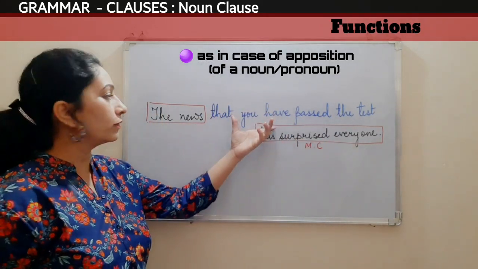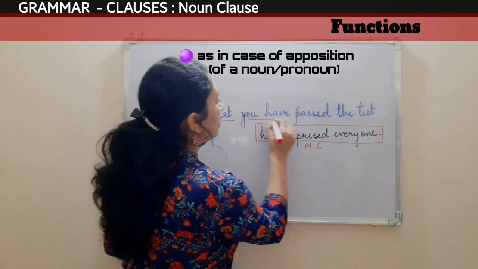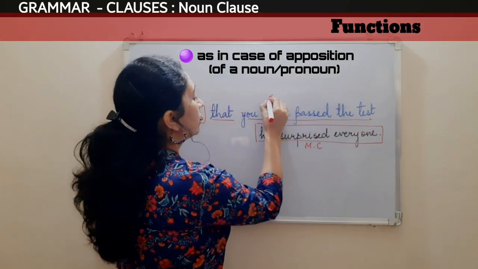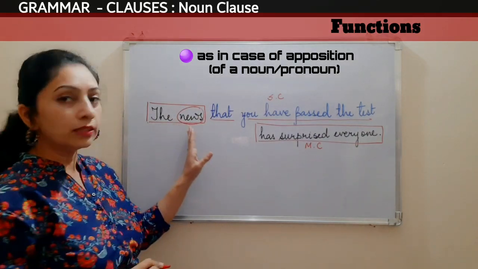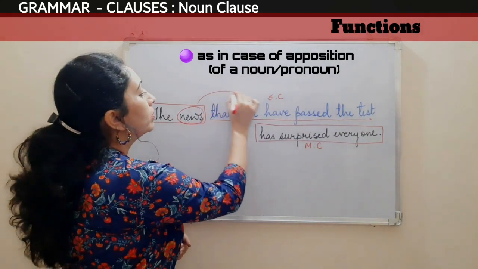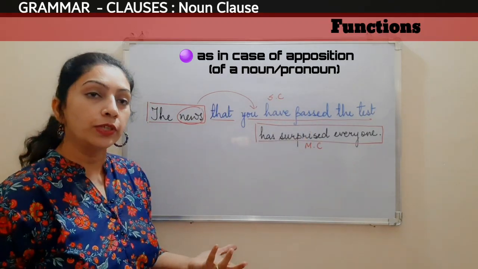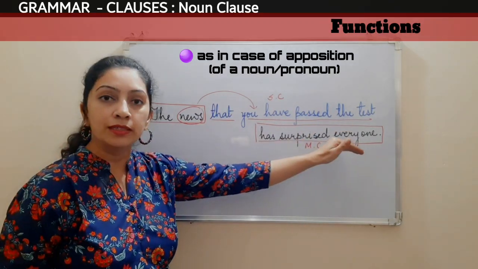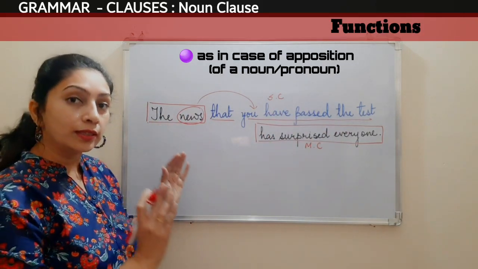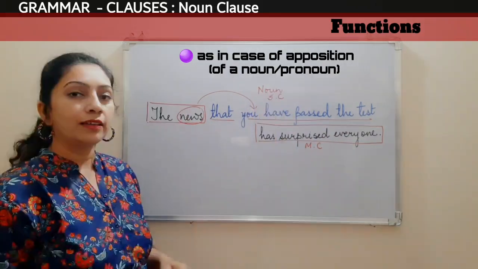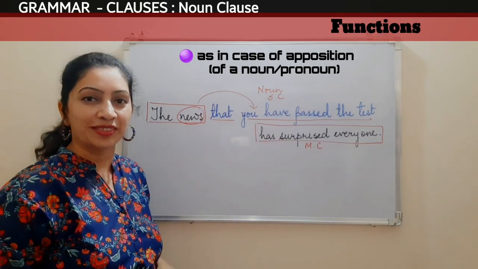Now, the remaining part of the sentence, "that you have passed the test", obviously becomes a subordinate clause. It relates to the word news. For this news, I am getting some more information: that you have passed. What kind of news? That you have passed. It's giving me more information about this word. So this noun clause works as an apposition to the main clause.